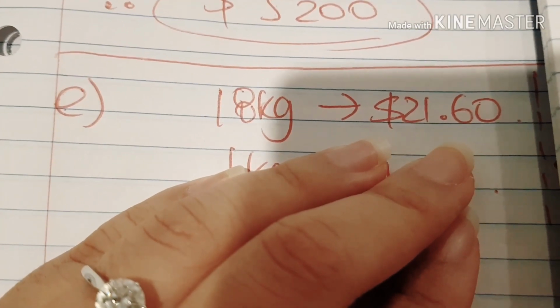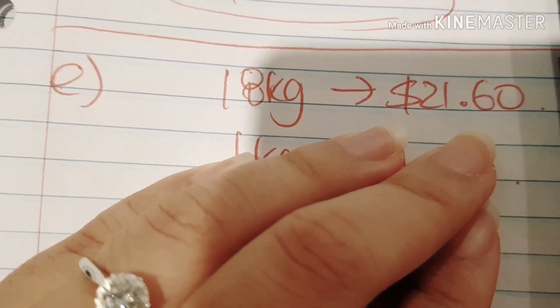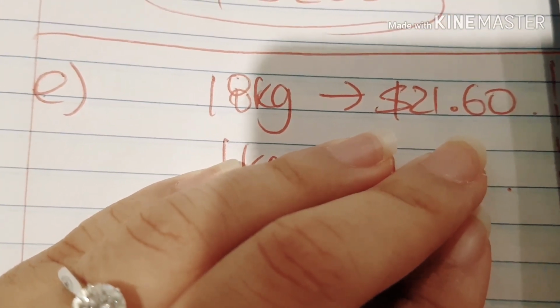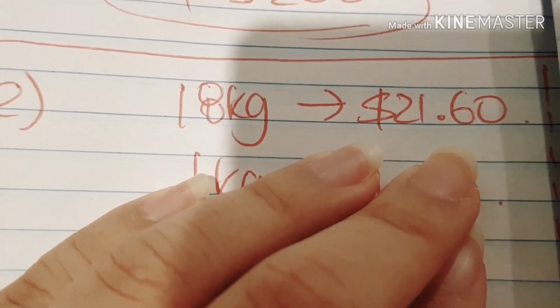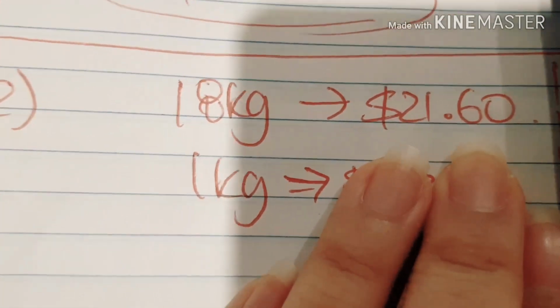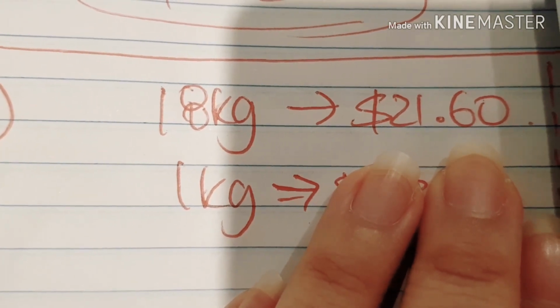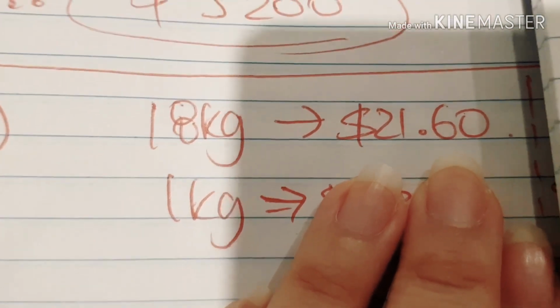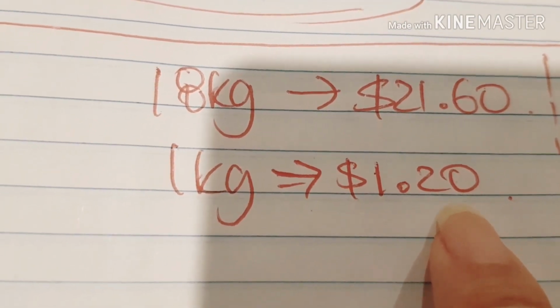Right, so the shop bought the 18 kilos of apples for $21.60. However, if it's in 18 kilos, it's a bit difficult to compare, right? So, therefore, what I'm going to do is convert it into 1 kg. How much is it per kg then? How much have I bought for? Yep, it'll be $1.20 per kilo.